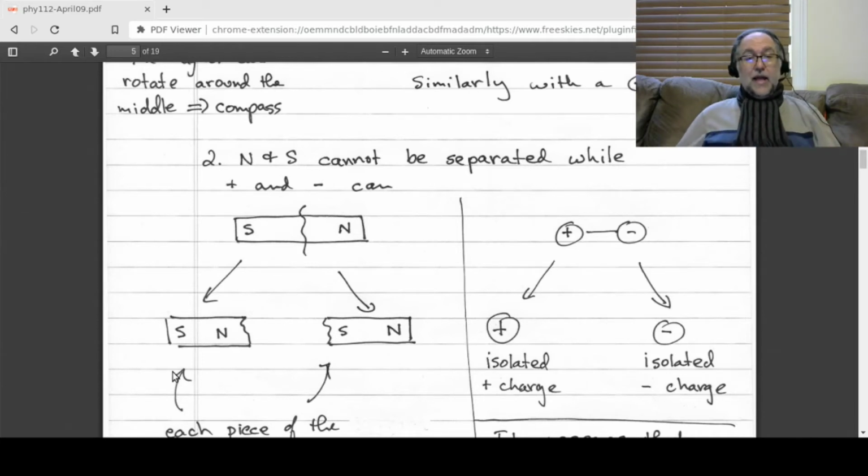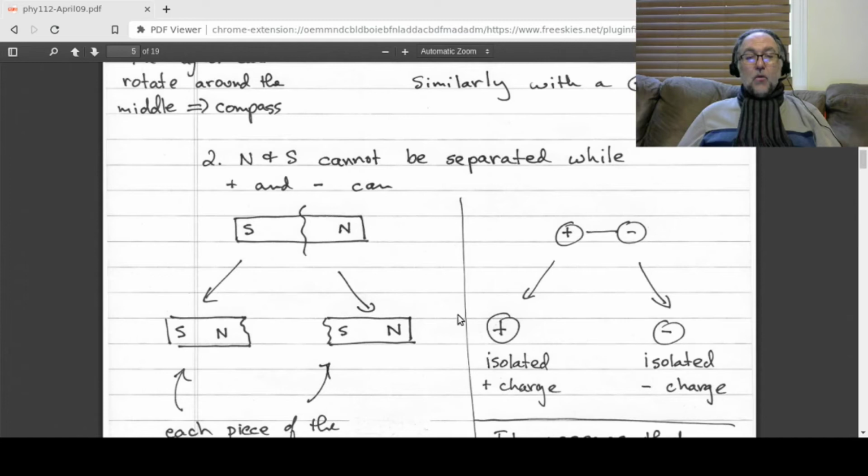Yes, you can break a magnet in half, and here I've got a picture of a magnet, north and south, and here you can see the squiggly line. I'm going to break that magnet in half, and you know what I get? Two magnets, both of them with a north-south pair. So you can't separate a north-south pair. If there's a north somewhere nearby, there's a south. North and south always come paired together.